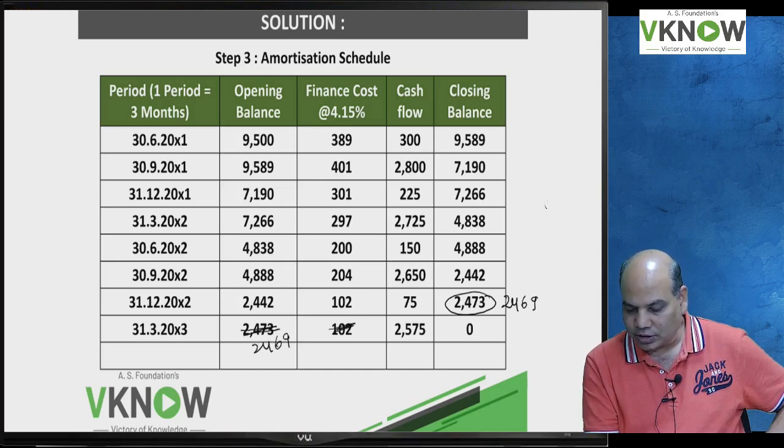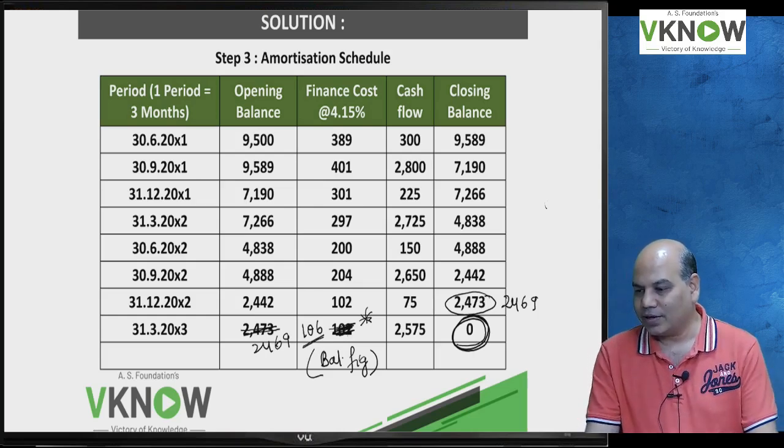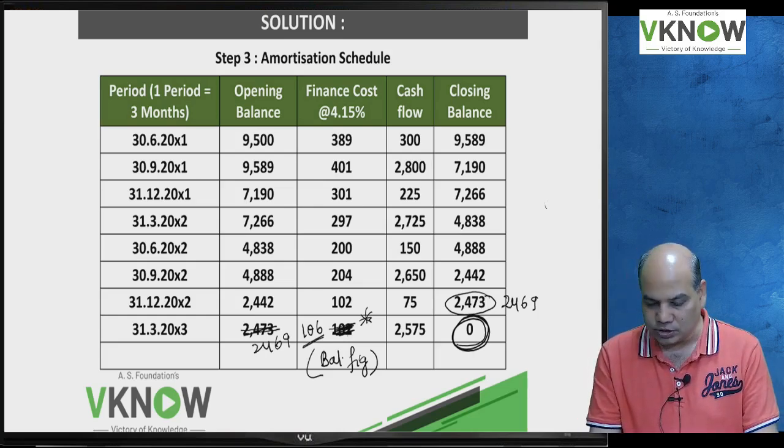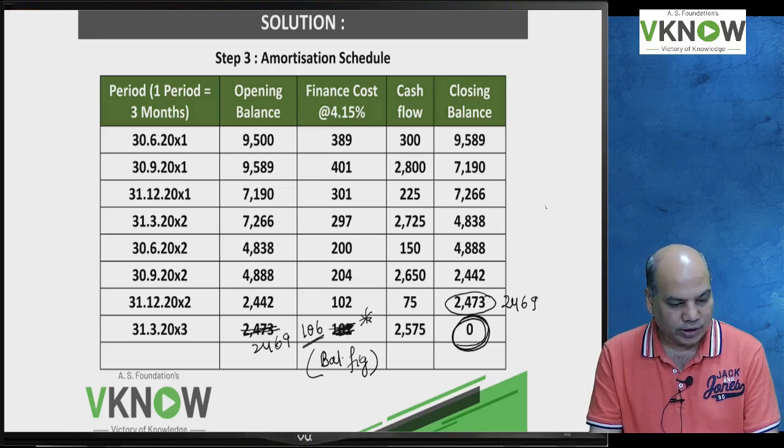2469. In the last year, what should you do? The last interest will be the balancing figure, because I need a 0 balance after paying the final installment. So you said 106. Write down 106 here. Last interest will be the balancing figure 106. So this is my amortization schedule.